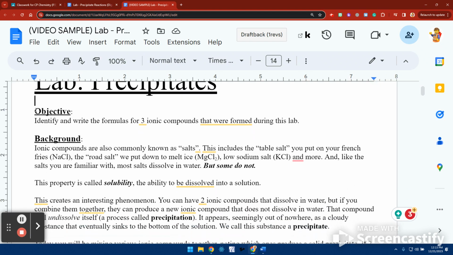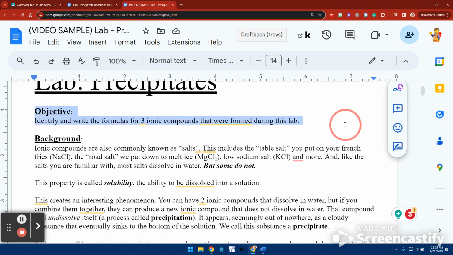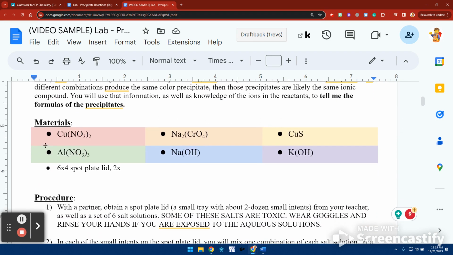So, the objective of this lab is to identify the formulas of 3 compounds that were formed during this lab. And here's how it's going to work. I have given you 6 ionic compounds that you need to combine in every possible combination.